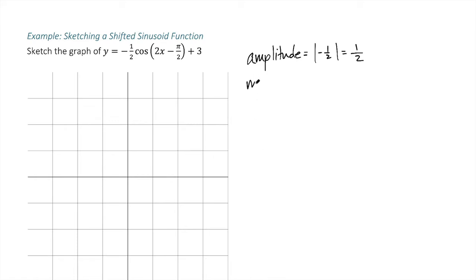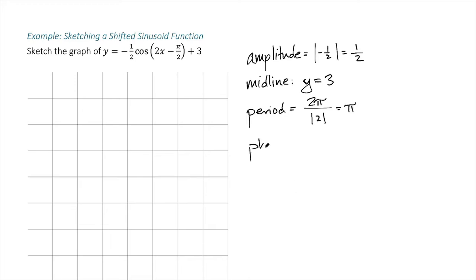We can get the midline. The midline is y equals the number added or subtracted from our function. So I'm adding 3, so it's y equals a positive 3. The period is 2 pi divided by the absolute value of b, which in this case is 2. So that's 2 pi over 2, which is pi.